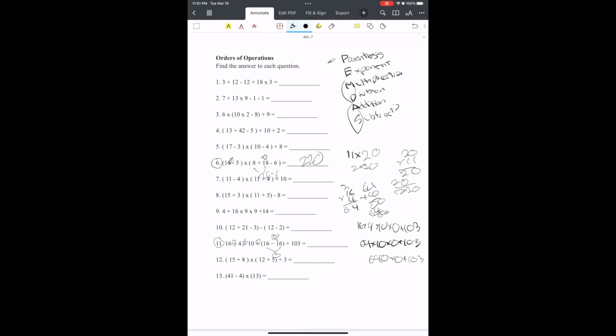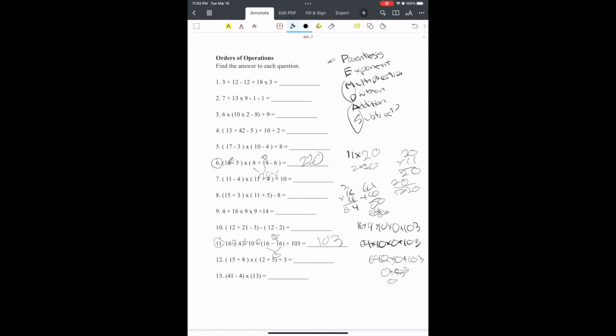You see, boys and girls, if we looked at this problem in a different way, we may have got the wrong answer. But since we know 640 times 0 is 0, then we move the 0 down, and then we do 0 plus 103, and your answer is 103.